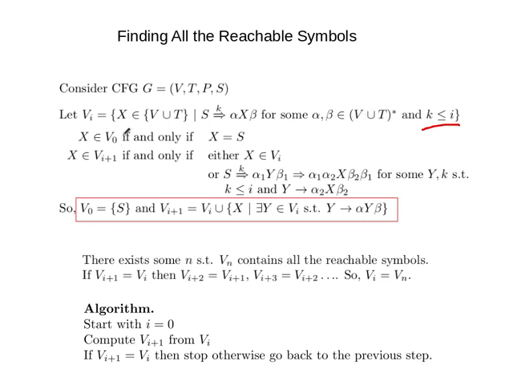And here you see what is V_0. That means this happens in 0 steps, and in 0 steps S can only go to S, right? So this V_0 is exactly the singleton set containing S. And then what is V_(i+1)?